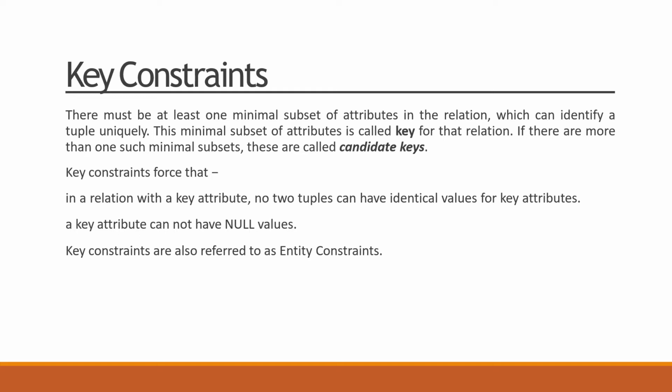Now, key constraints. There must be at least one minimal subset of attributes in the relation which can identify a tuple uniquely. This minimal subset of attributes is called key for that relation. If there are more than one such minimal subsets, these are called candidate keys. So we all know that one key which is able to distinguish between all the tuples is key, and if there are more than one such key, then we call it candidate keys because there are many candidates for that key.